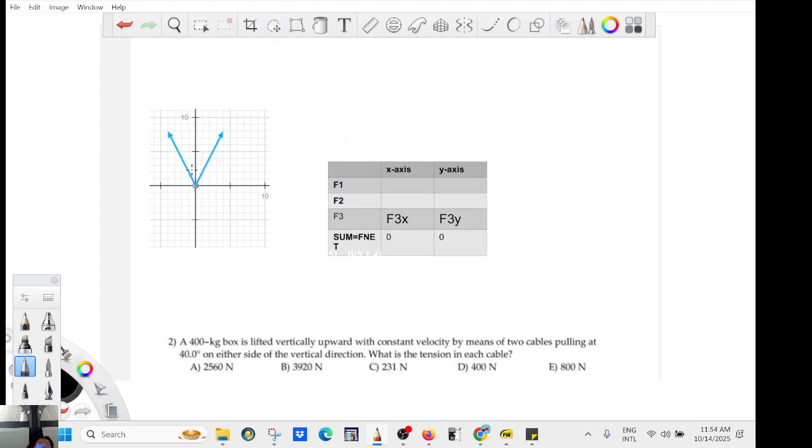So this is here 40 degrees and this is 40 degrees. And you can use a parallelogram. I'm going to use a parallelogram. So you have two ways to do it. You can use geometry or you can use components.